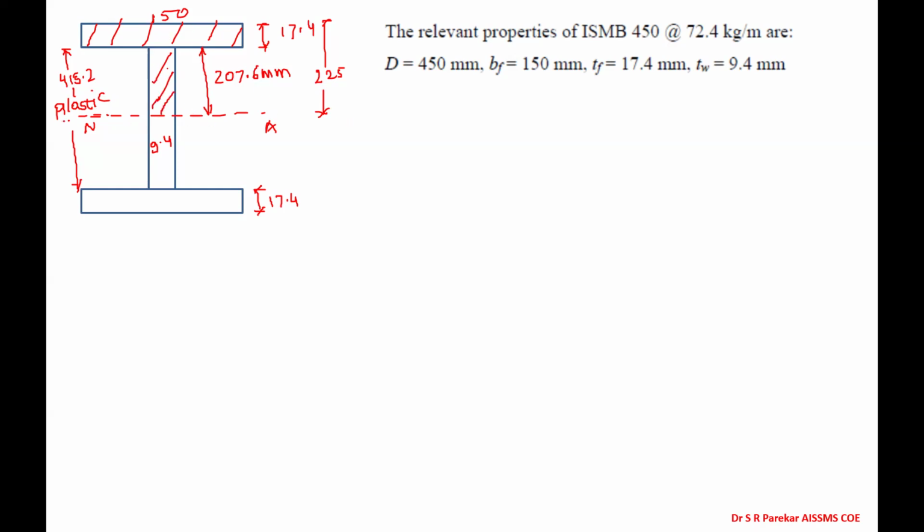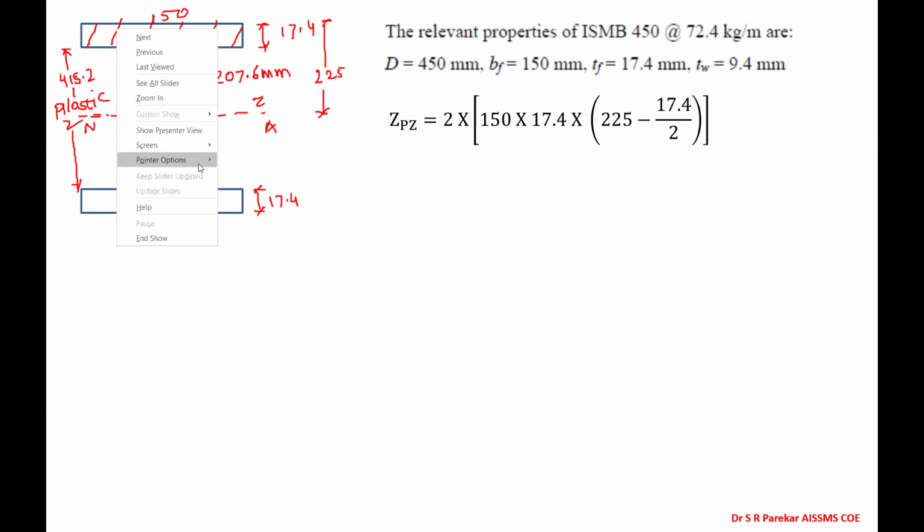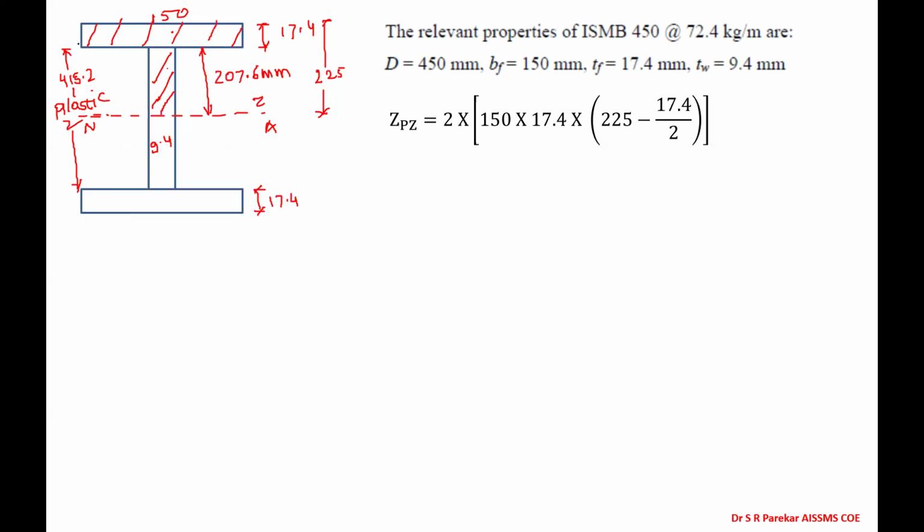So this is about the ZZ axis. So now you can see this 2 times. I already mentioned 2. So 150 into 17.4. And then we have to find this value, that is from the centroid of its own to the plastic neutral axis. So we are interested in this distance. What will happen? We know this distance is 17.4 divided by 2. And then we have 225 minus 17.4 by 2.